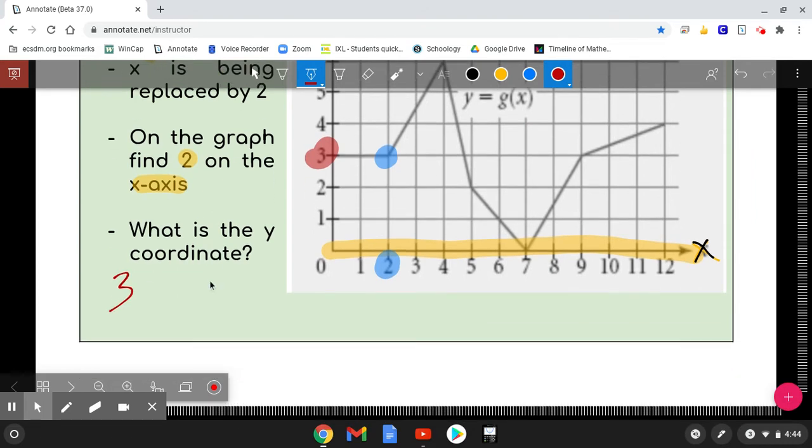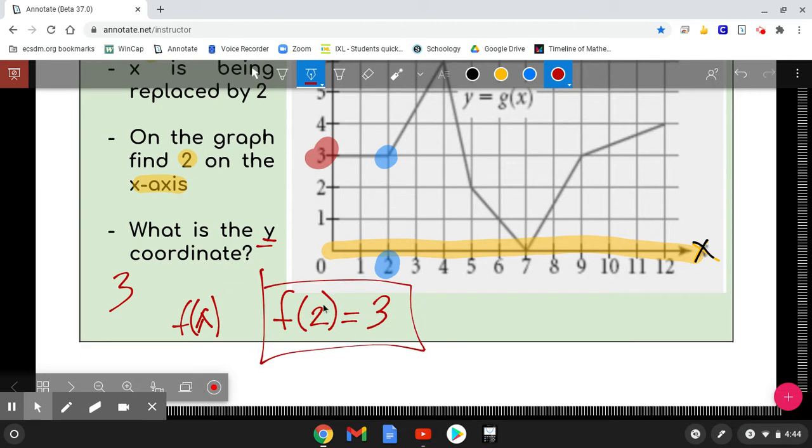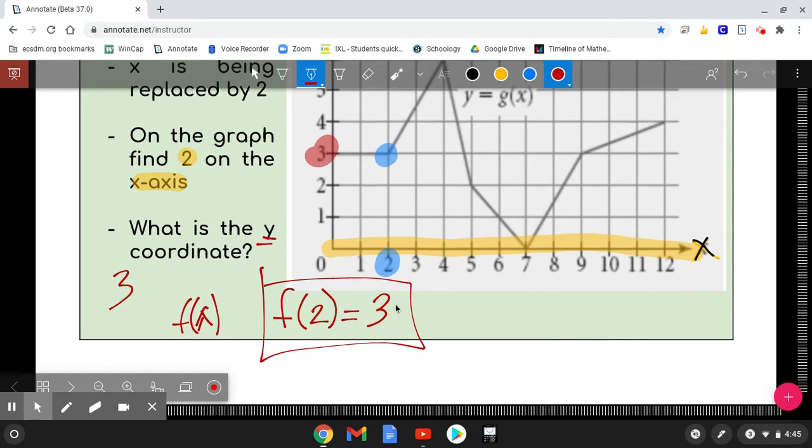So another word for y, how do we express y? F of x. So in this case, f of 2 is equal to 3. Right? So when we go to our x value of 2 and we hit our function, our y value is 3. So we write that f of 2 is equal to 3.